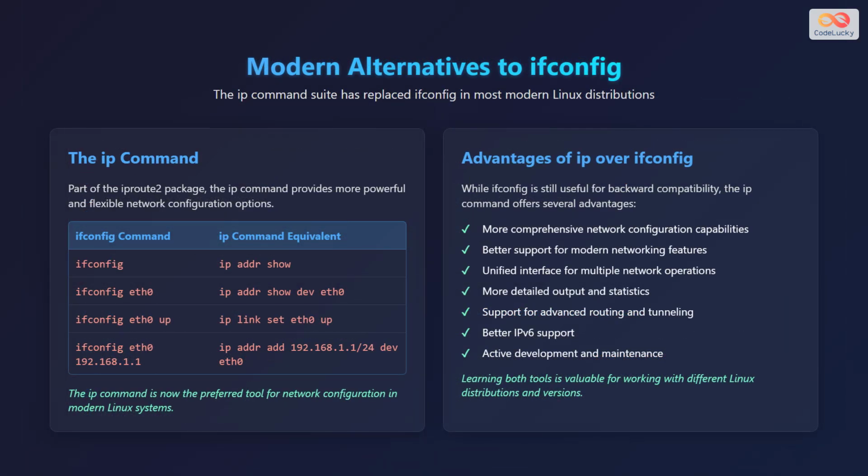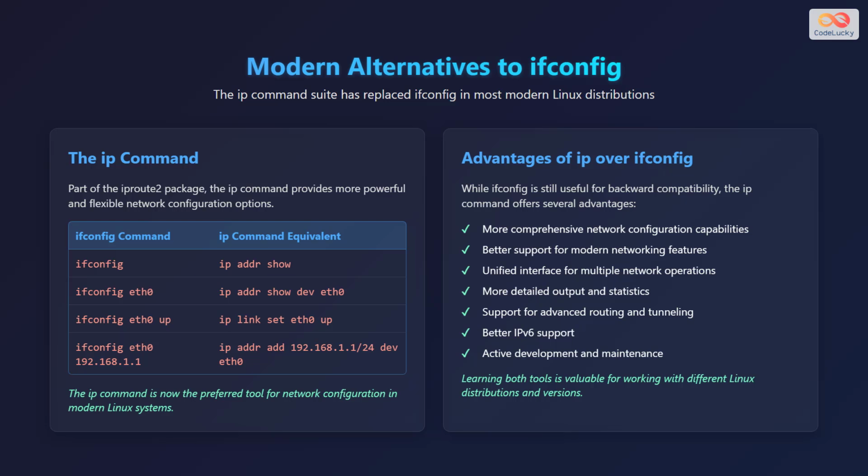Let's discuss modern alternatives to the ifconfig command. The ip command suite has replaced ifconfig in most modern Linux distributions. The ip command, part of the iproute2 package, provides more powerful and flexible network configuration options. The ip command is now the preferred tool for network configuration in modern Linux systems. While ifconfig is still useful for backward compatibility, the ip command offers several advantages.